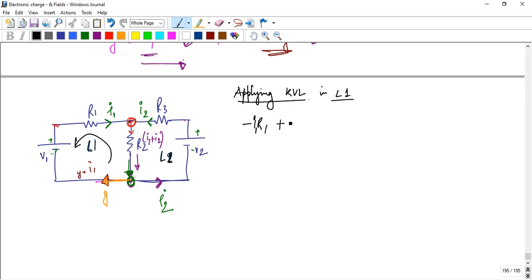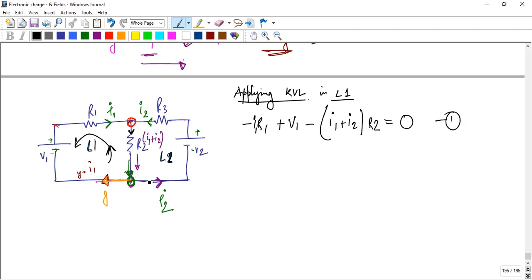So plus V1. Here there is no resistance, no potential drop. Now here R2: the R2 current direction is downward and our direction is upward, so opposite direction, that's a minus. Minus the potential drop across R2. Potential drop across R2 is IR from Ohm's law, so I here is I1 plus I2, times R2. There is no potential drop or load here. That is equal to 0, the algebraic sum. That's equation number 1.